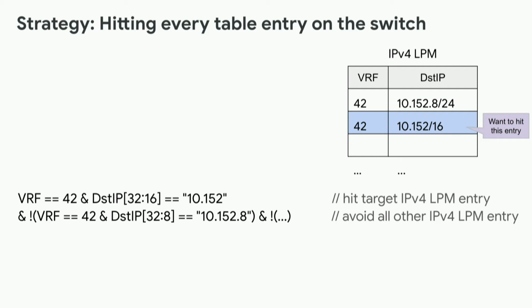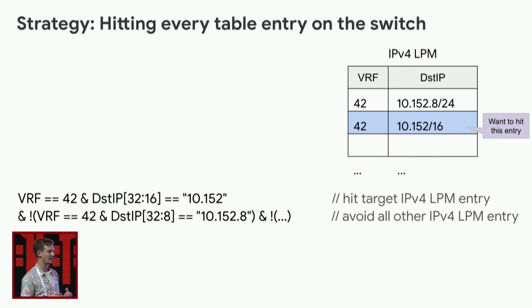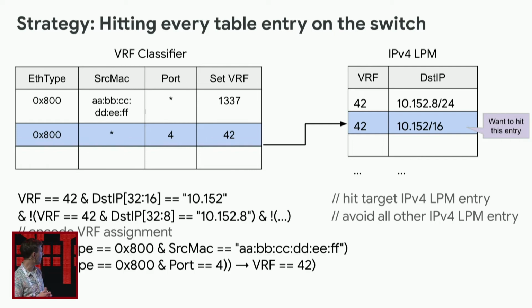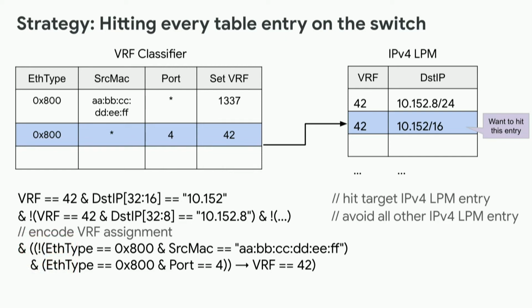That's not quite all yet. VRF is a metadata field. It's not actually part of the packet. And it's being set by a previous table earlier in the switch pipeline. And so we also need to make sure that we hit some kind of table entry earlier that would set this VRF value to 42. And so similarly, we collect constraints for that table as well. And so we end up with a big formula. And once we're done with that, we just hand it to an off-the-shelf SAT solver. We let it do its work, and it gives us back the packet we're looking for. So pretty much standard techniques.